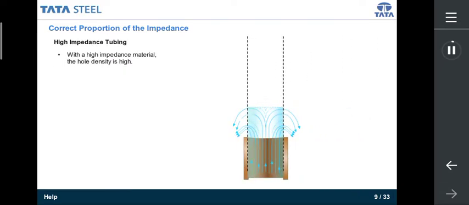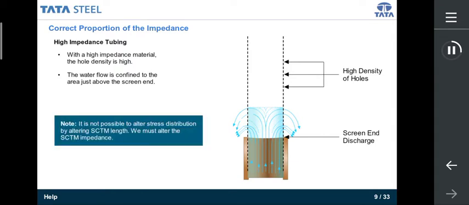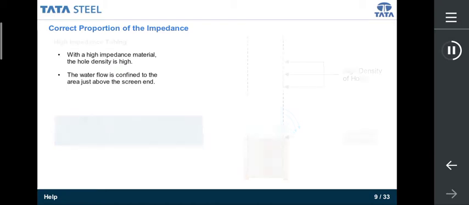With the high impedance material, the hole density is high. The water flow is confined to the area just above the screen end. In this case, we get the screen end discharge. Note, it is not possible to alter stress distribution by altering SCTM length. We must alter the SCTM impedance.